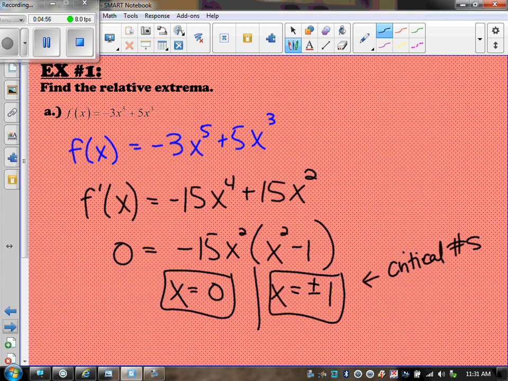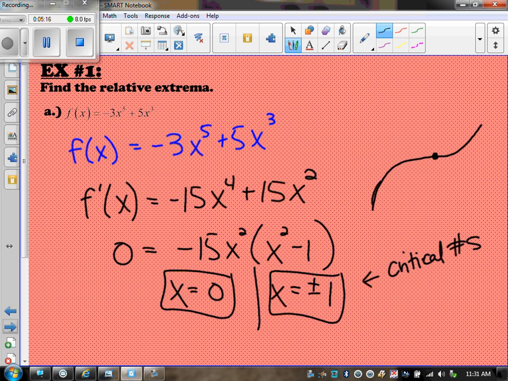Okay? But that doesn't necessarily mean there's a maximum or minimum there. It can increase, have a horizontal tangent, and then increase again. So this point right here isn't necessarily a maximum or a minimum, okay? There either has to be a sign change in my first derivative, or I have to test the concavity.